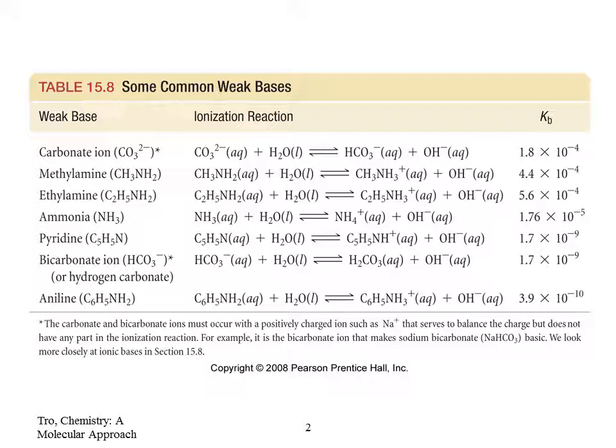Here you can see carbonate will react with water and form bicarbonate and OH minus. So you can see that OH minus is generated. And here you have methylamine, which generates OH minus, and again ethylamine, ammonia, pyridine, and aniline. You can see all these things contain a negative ion or lone pair electrons. So this will cause an H plus to be absorbed. As a result, an OH minus is generated from water. So this is the basic concept of weak bases.